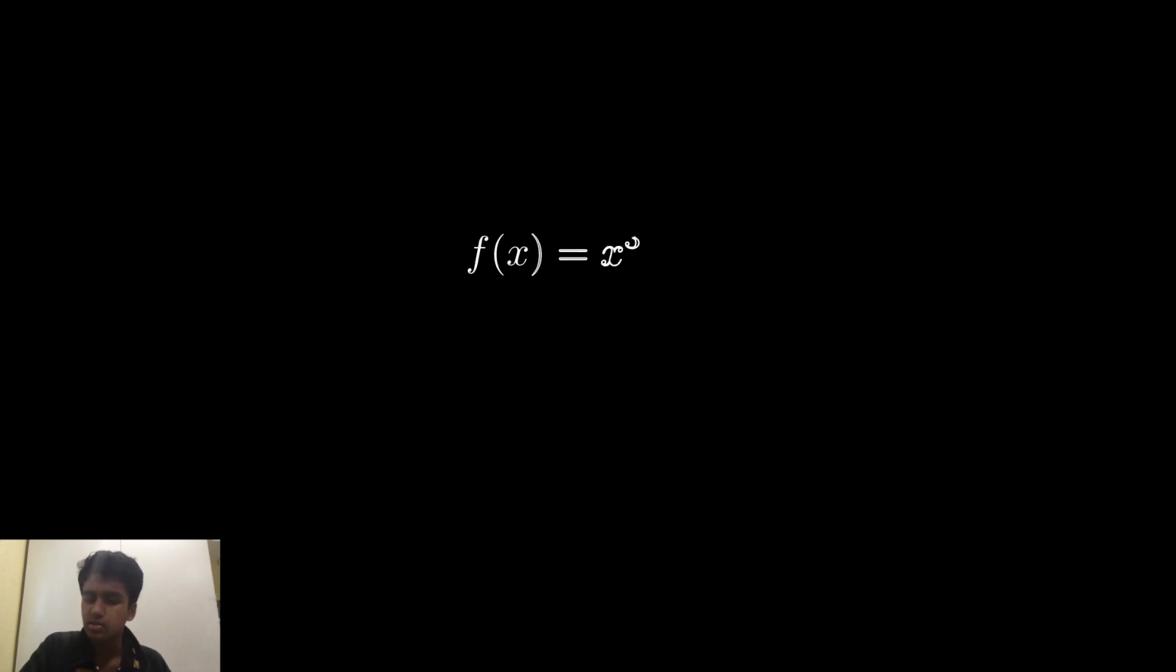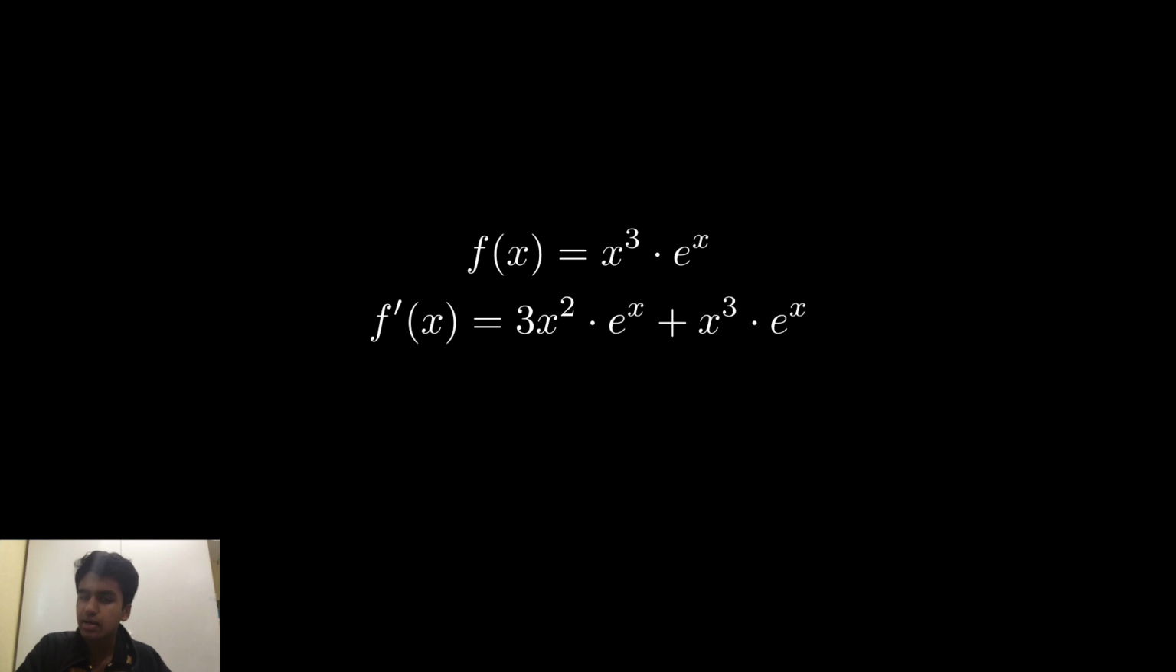Now for differentiating x cubed times e to the x, so we first differentiate x cubed and multiply to e to the x to get 3x squared times e to the x. Now we differentiate e to the x and multiply to x cubed. So we get plus e to the x times x cubed.